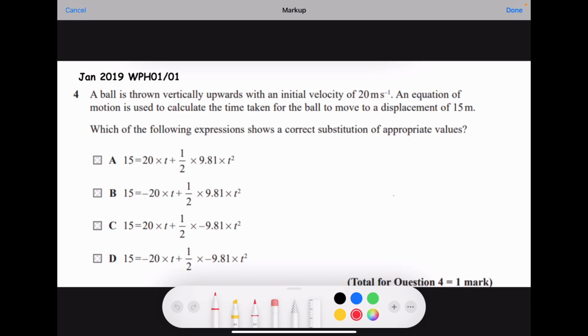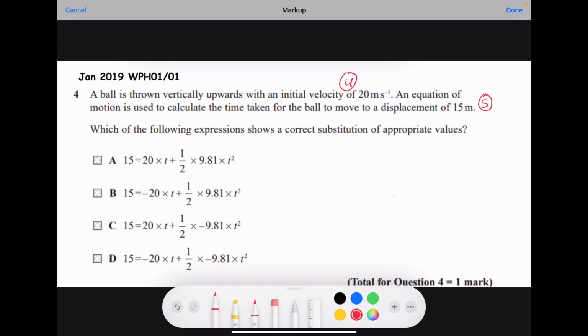A ball is thrown vertically upwards with an initial velocity, u, of 20 meters per second. An equation of motion is used to calculate the time taken for the ball to move to a displacement of 15 meters. So this is s. Which of the following expressions shows a correct substitution of appropriate values?